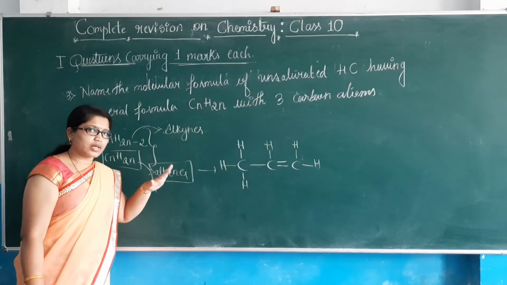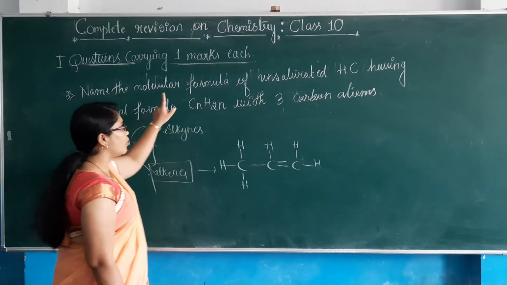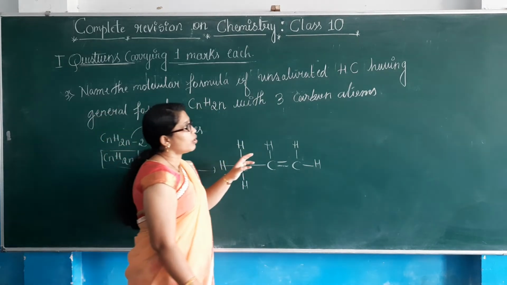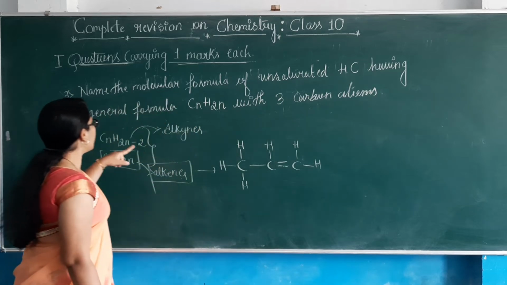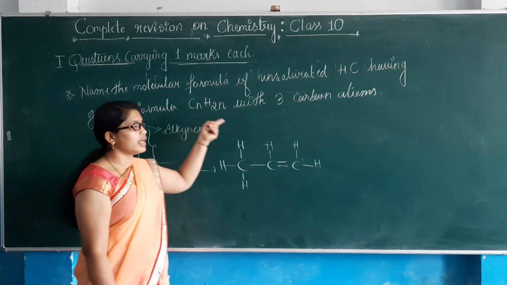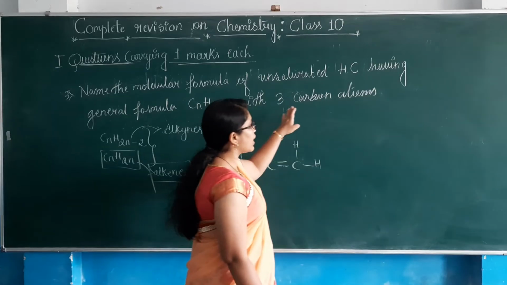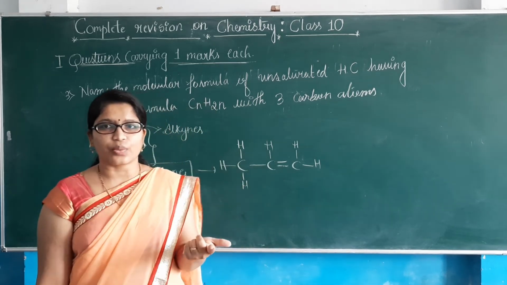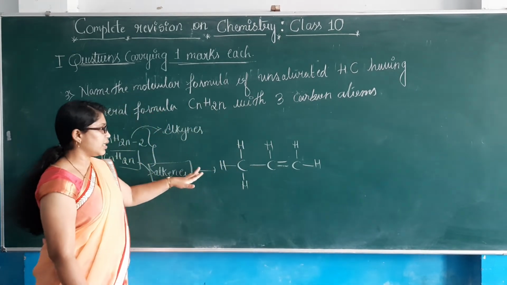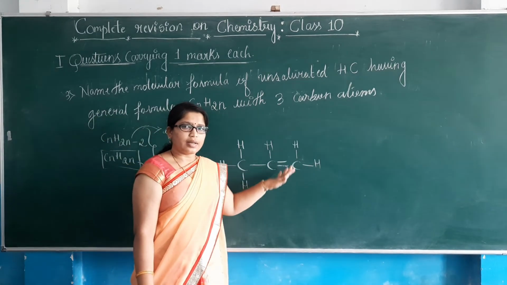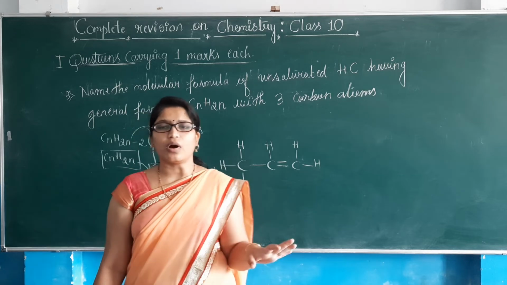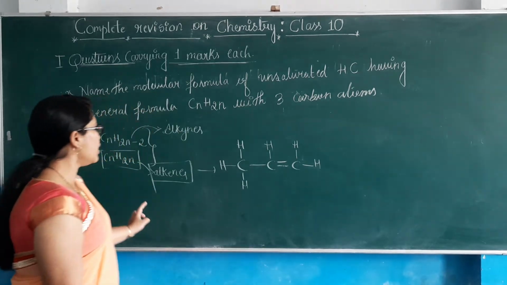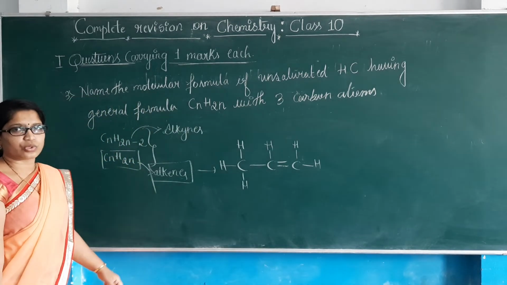What is the question once again? Name the molecular formula of unsaturated hydrocarbon. This is an unsaturated hydrocarbon, right? So then what do we have? Unsaturated hydrocarbon having general formula CnH2n, fine, with 3 carbon atoms. So it is given that 3 carbon atoms are there and it is being considered as an example for unsaturated hydrocarbon. So this is how we are supposed to write the question and respectively the answer.